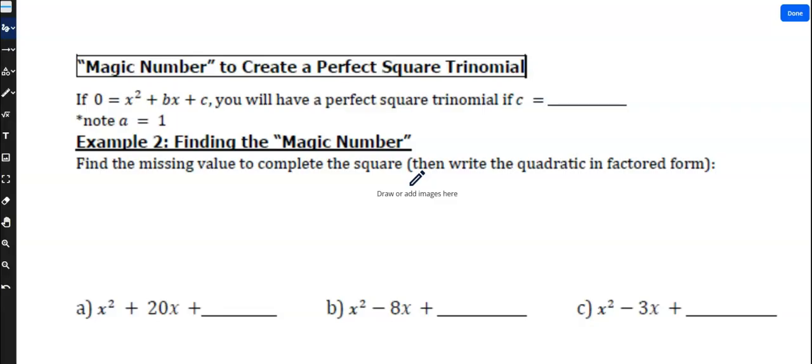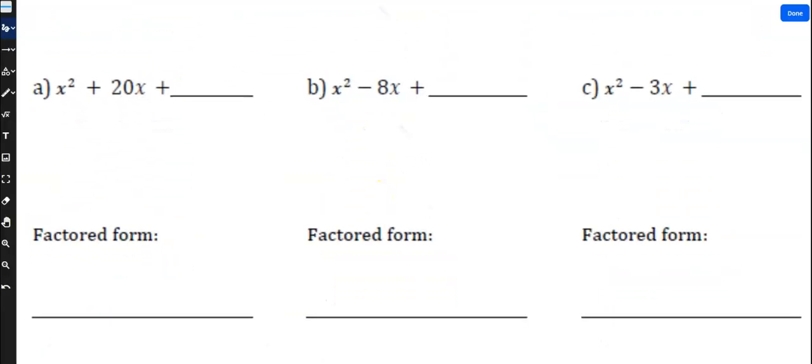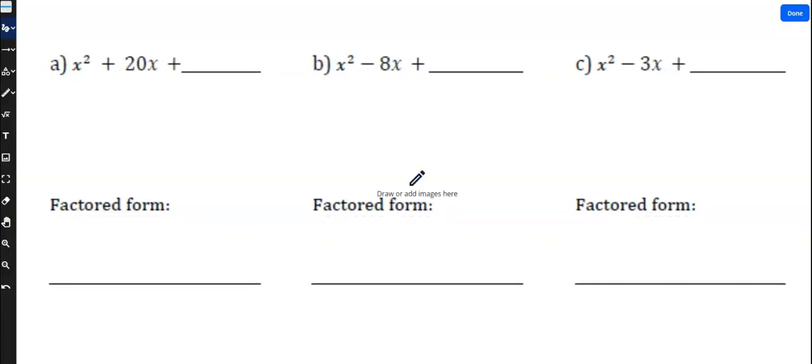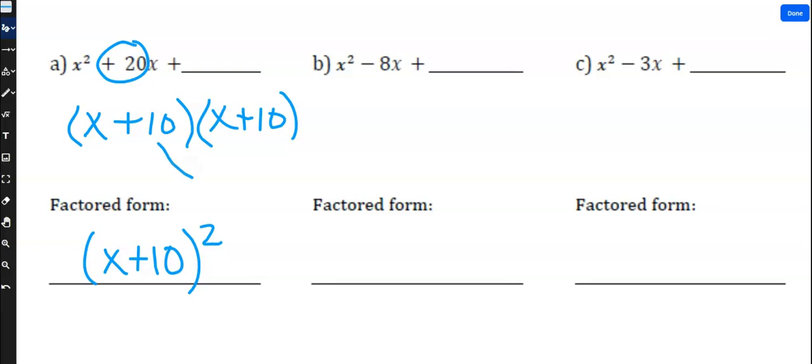Now, before we get to this magic number stuff, let's see if we can use the exact same logic and do what we were talking about a few minutes ago. Maybe we don't need a magic number. Maybe if we just understand that half of this number is going to be like this, x plus 10, and this would be x plus 10 quantity squared. Now, what is 10 times 10? 100.